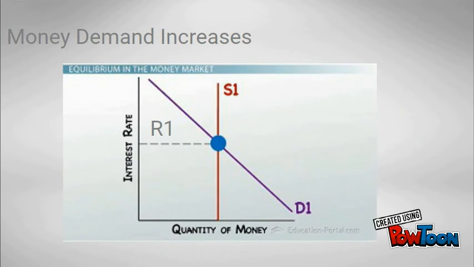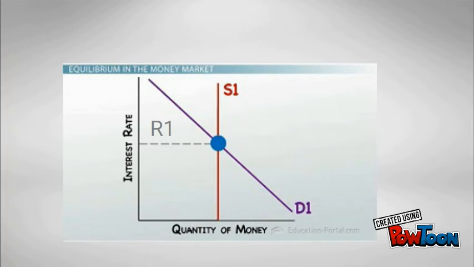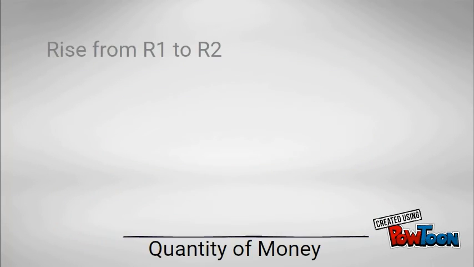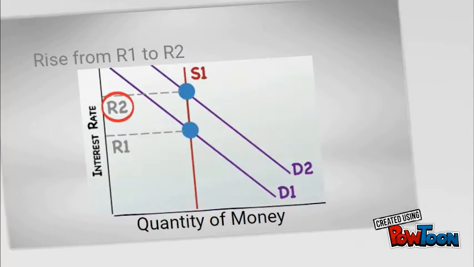As you can see here, when money demand increases, the demand curve for money shifts to the right, which changes the equilibrium in the money market. What happens to the nominal interest rate? It rises, from R1 to R2.